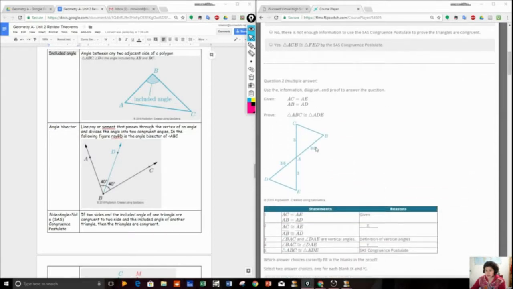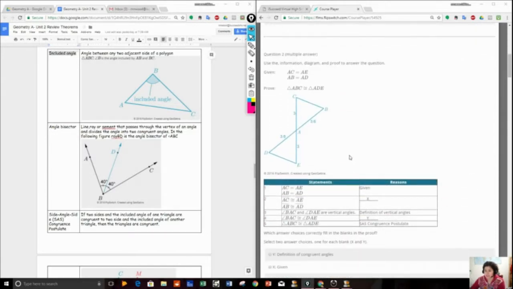Okay, question 2. Use the information, diagram, and proof to answer the question. Given segment AC, the distance of AC is equal to the distance of AE, and the distance of AB is equal to the distance of AD, prove that triangle ABC is congruent to triangle ADE. Okay, so what is this saying?